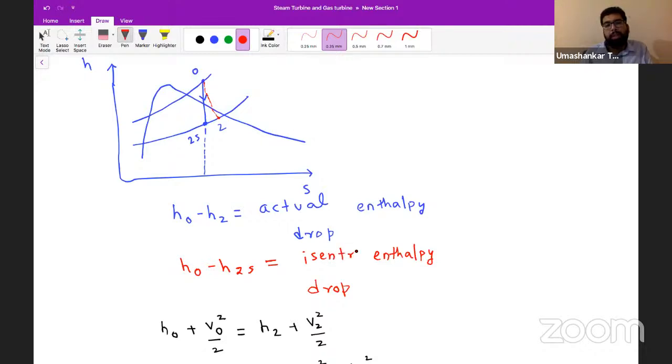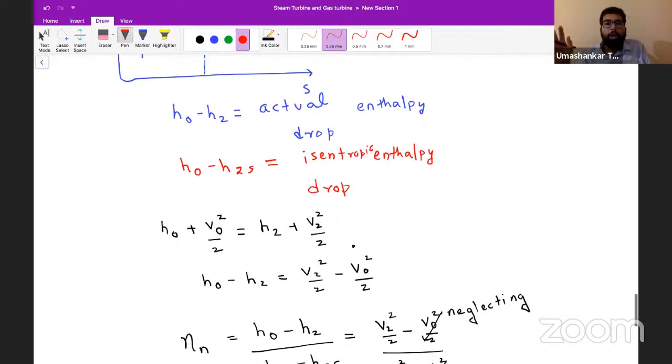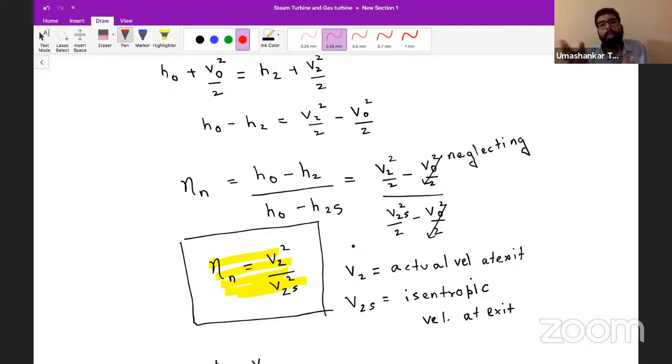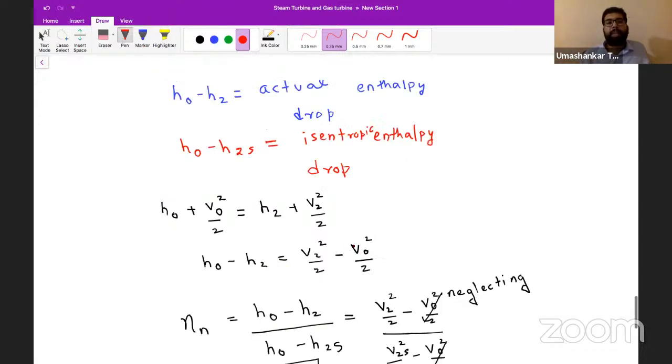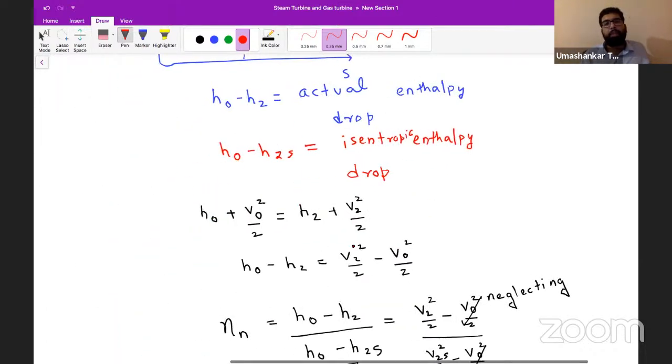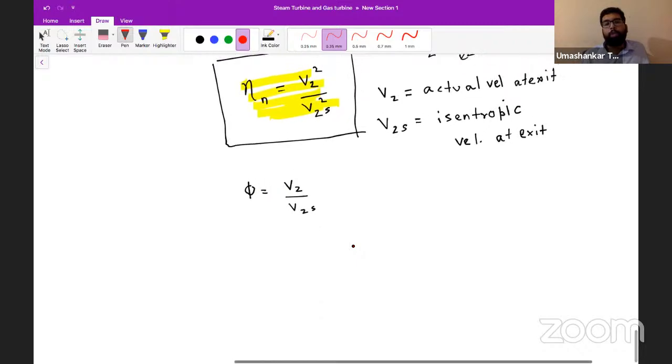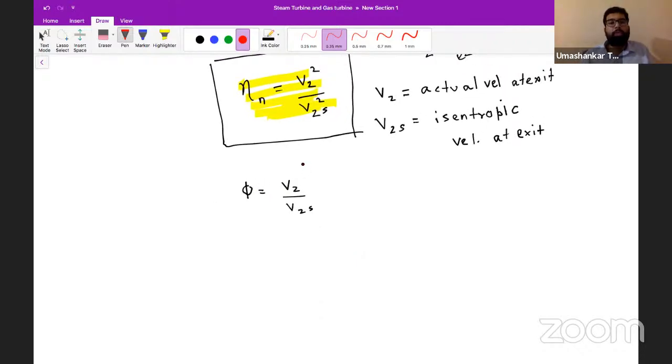Because the 2s term we generally use now for isentropic. Previously also it was not wrong, but you have to use that value accordingly. For the sake of remembering or identifying the formula, we are making this correction. Otherwise, there was nothing wrong in that also. So we have phi is equal to V2 upon V2s, and we call phi the velocity coefficient.